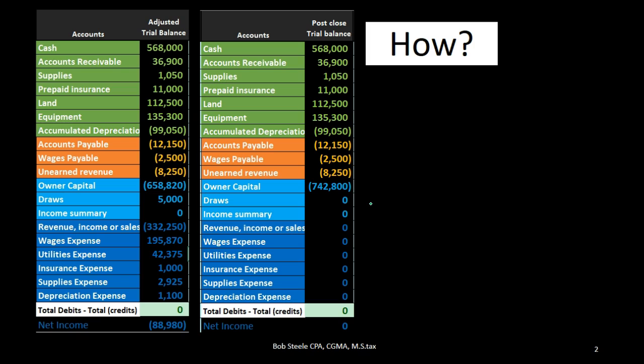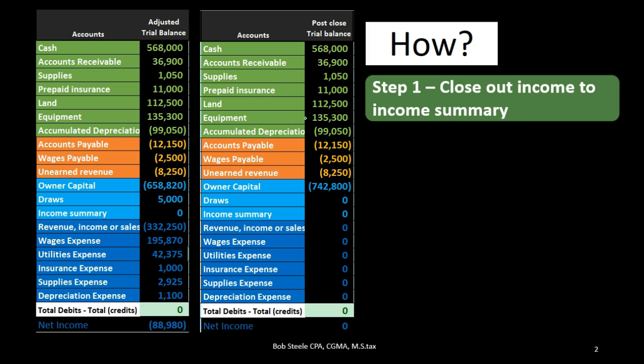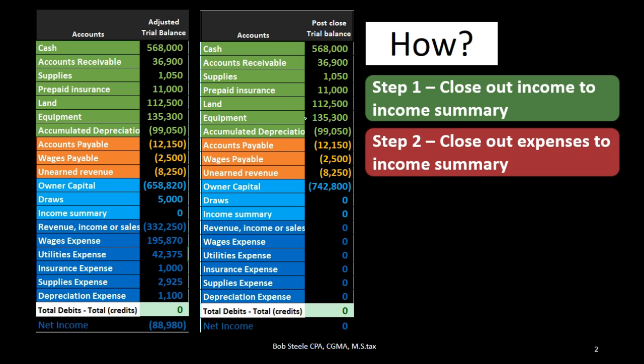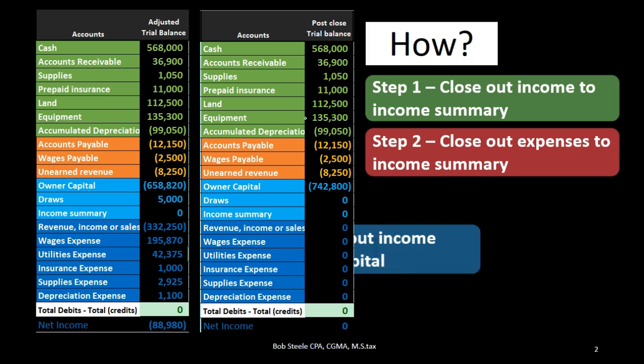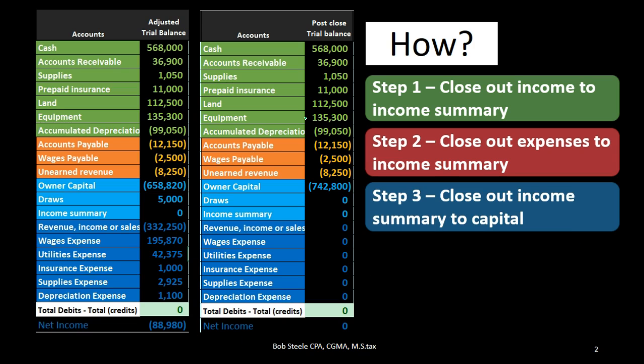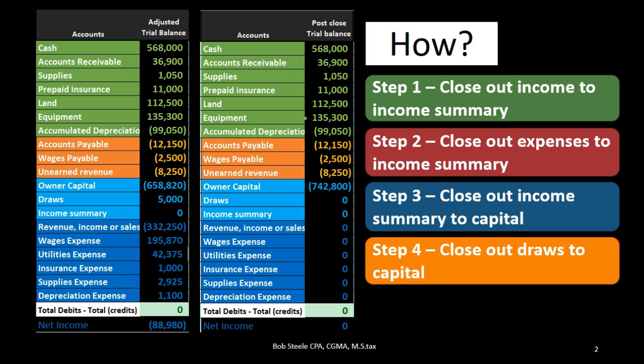The way we do that is the 4 steps, and that includes step 1 we did in a prior video, close out income to the income summary. Step 2 was to close out expenses to the income summary. Step 3 is what we're going to do now, close out the income summary, now having net income in it, to the capital account. Then we're finally going to close out the draws to the capital account.